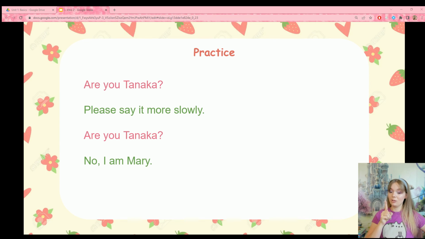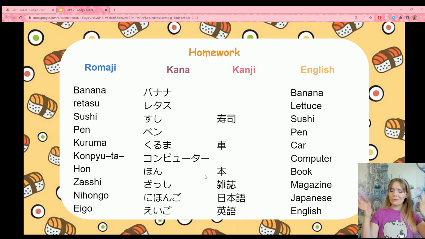Now, let's try this one. Right now, it's in English, but how could I change it into Japanese? Take a minute, pause if you need to. Tanaka-san desu ka? Motto yukkuri itte kudasai. Tanaka-san desu ka? Iie, Meri desu. Notice that I did not put an honorific when I introduced myself. You will never add san, chan, kun, or any of those on your own name. It is only used for people you are talking about. You cannot use it for yourself. And we are all done.